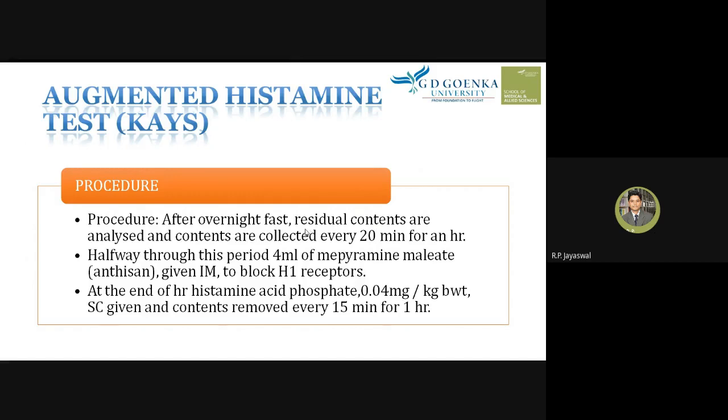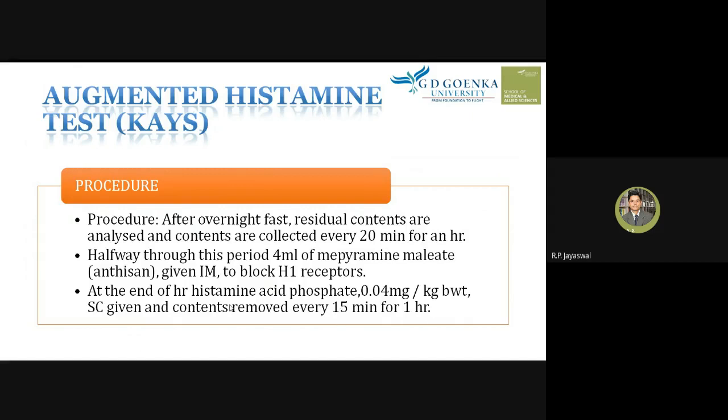And then after that, you can give the patient this stimulant, or what we call oatmeal, so some test meal. Okay, so contents are collected every 20 minutes for 1 hour. Halfway through this period, 4 ml of mepyramine maleate is given intramuscularly to block the H1 receptor, and at the end of the 1 hour, histamine acid phosphate 0.04 mg per kg body weight is given, and contents are removed every 15 minutes for 1 hour.